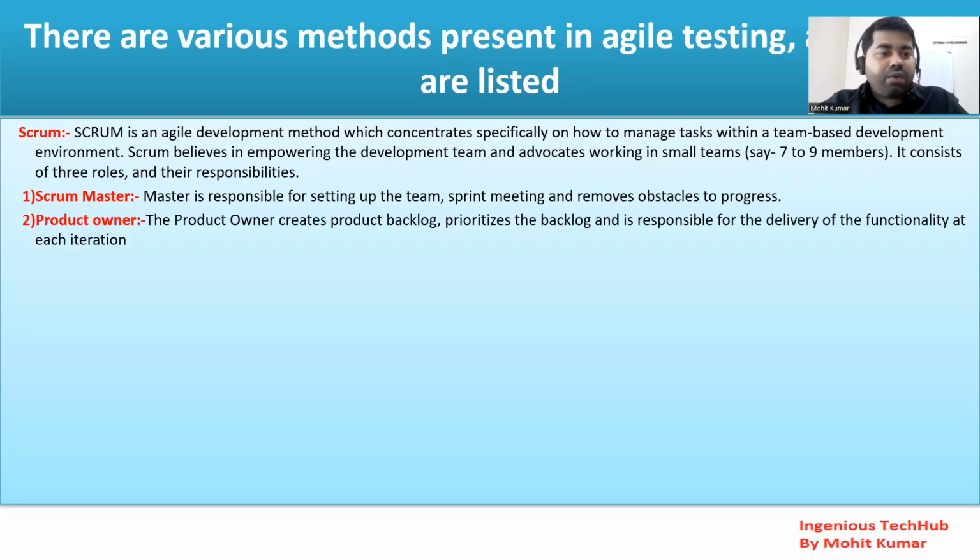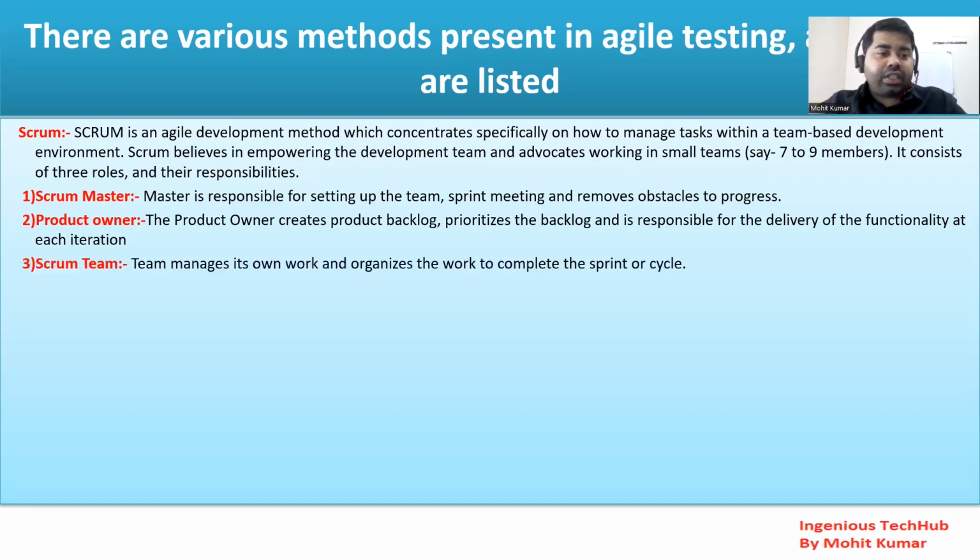Okay, and now we have a product owner. So the job of the product owner is to have a backlog. They are creating the backlog, collecting the backlog, and they are going to prioritize the backlog. The product owner creates the backlog, prioritizes the backlog, and is responsible for delivery of functionality at each iteration.